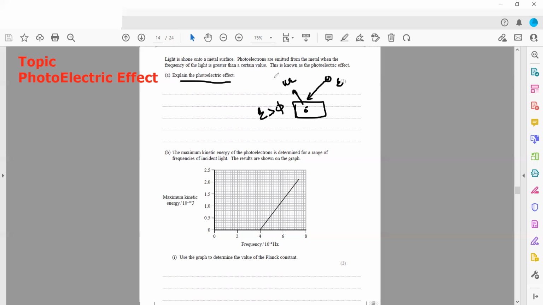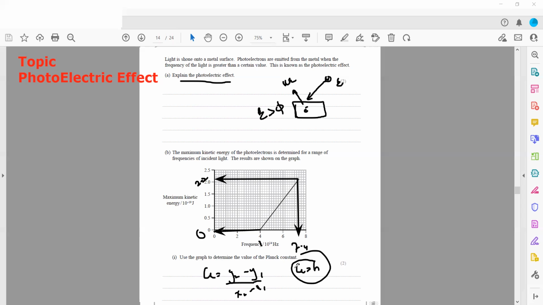So take any points. You can take the first point, which is 4, and this one is 0. You can take the maximum value, say 2.2, and this one looks like 7.4. So 7.4 is there, 4 is there, 0 and 2.2. So y2 minus y1 gives the gradient of this graph, where it is frequency against kinetic energy. The gradient of this line will give us the value of the Planck's constant.